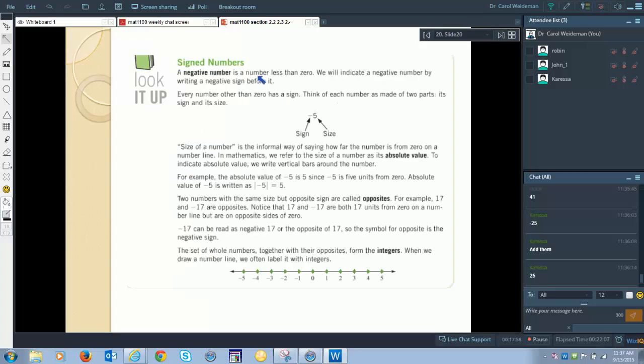And so again, if we look at the negatives here, a negative number is a number less than 0. We indicate a negative number by writing a negative sign in front of it. And again, we talked about this before. Negative is going to be on the left side of 0 on the number line. Absolute value, remember we said, is the distance from 0. All the whole numbers and their opposites are the integers.